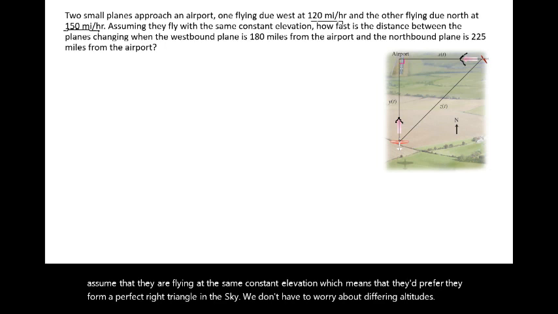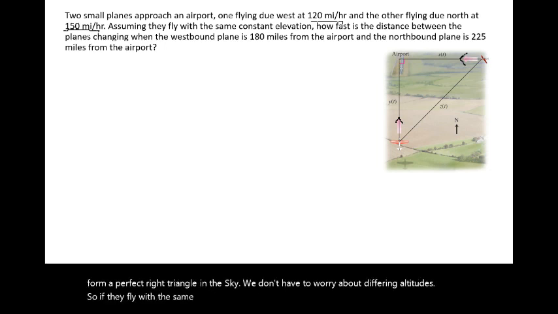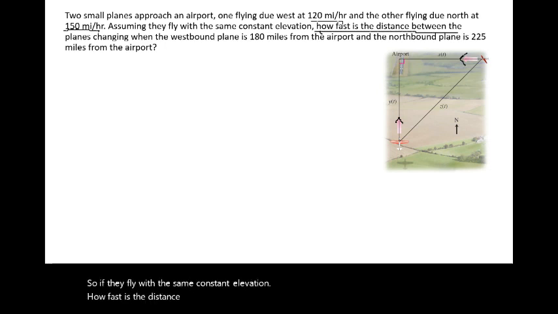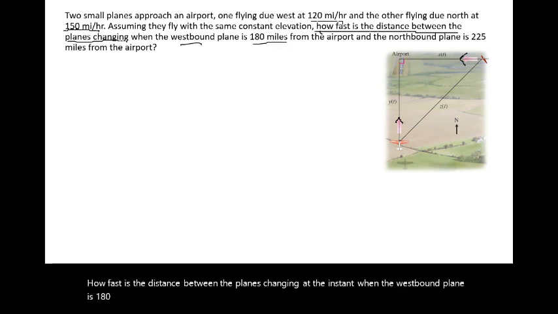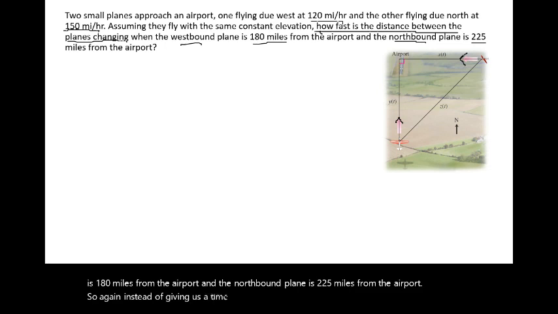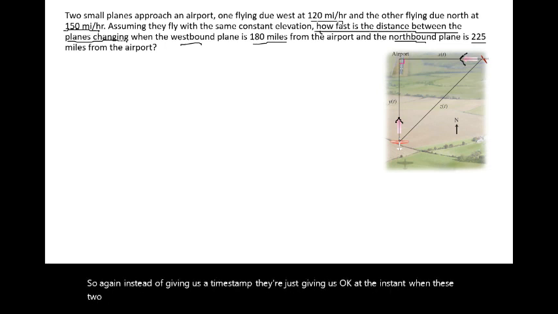So if they fly with the same constant elevation, how fast is the distance between the planes changing at the instant when the westbound plane is 180 miles from the airport and the northbound plane is 225 miles from the airport? So again, instead of giving us a timestamp, they are just giving us, okay, at the instant when these two planes are 180 miles and 225 miles away, how fast is the distance between them changing?